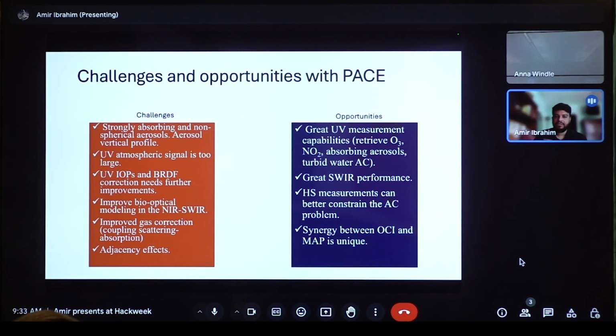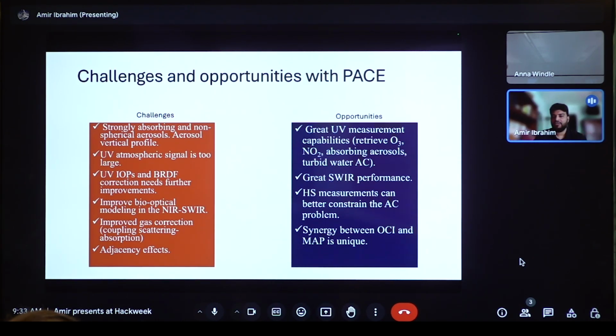I wanted to tell you that there are so many challenges and opportunities with the PACE mission. The challenges that we're facing right now are that UV is new to us. We want to be able to utilize UV better, and we want to improve the atmospheric correction in very complex water conditions and atmospheric conditions. But with that come opportunities because of the great UV measurements that OCI will provide.